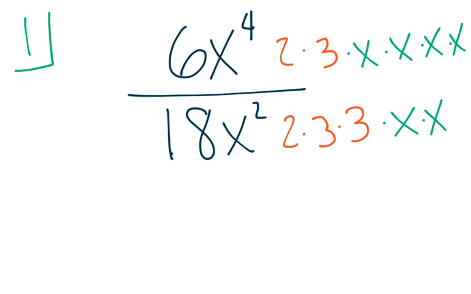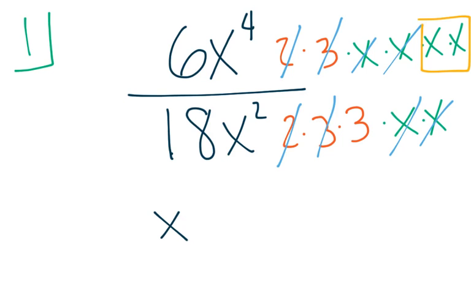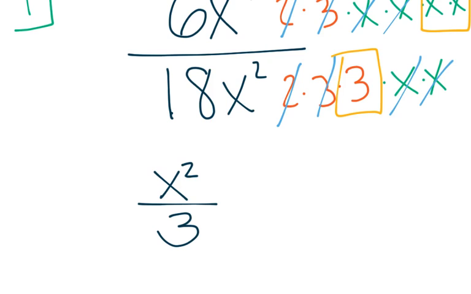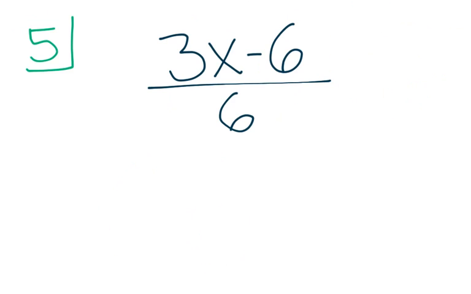So anytime we have something repeating, we can cross it out, anytime we have something on the top and bottom. So we can cross out this 2, we can cross out this 3, and we can cross out 2 of these x's. We can only cross it out if it appears on both the top and bottom. So on the top, we have these 2 x's, and that's x squared. And on the bottom, we just have this 3. So what we end up with is x squared over 3, and this is our answer for number 1.